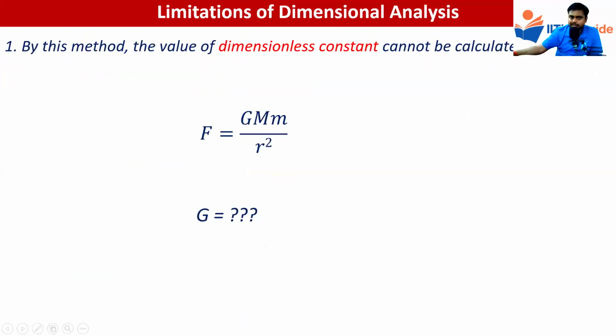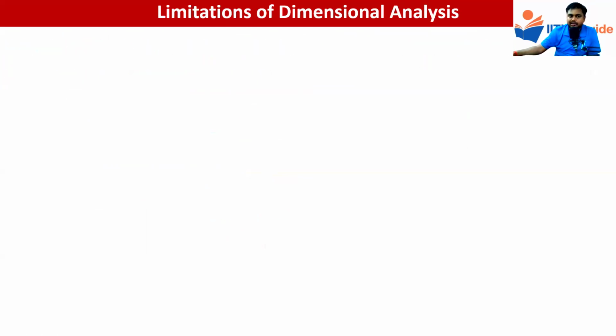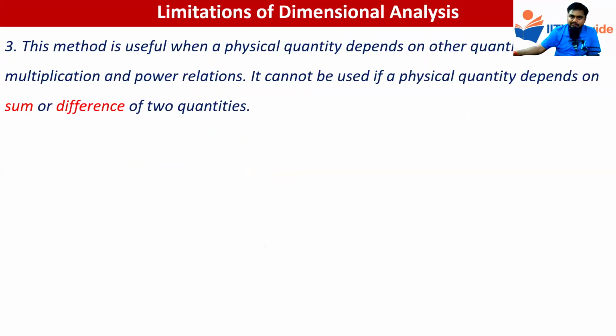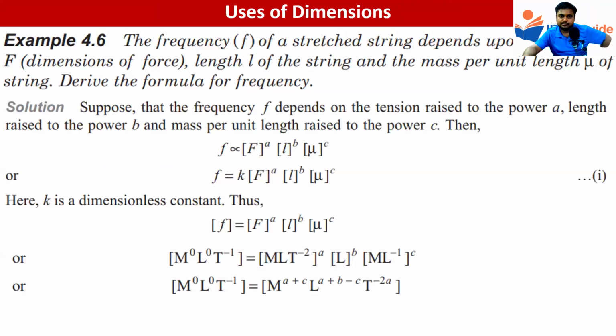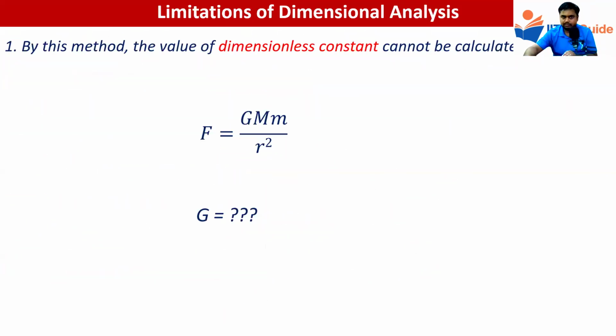Limitations. By this method, the value of a dimensionless constant can't be calculated. That's true, capital G cannot be calculated by this. Trigonometric, exponential and logarithmic terms also cannot be analyzed. And it cannot be used if a physical quantity depends on the sum or difference of two quantities. If they are multiplied together, as we saw here, then it's okay. But if it is addition or subtraction, then it's difficult to find out.